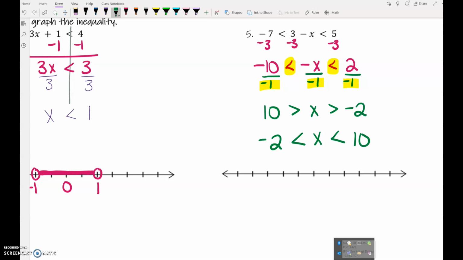Once you have it written like this, I think you might have to count by 2s to make this work. So that'd be 0, 2, 4, 6, 8, 10. Open circle at -2, open circle at 10, and shade in the middle.